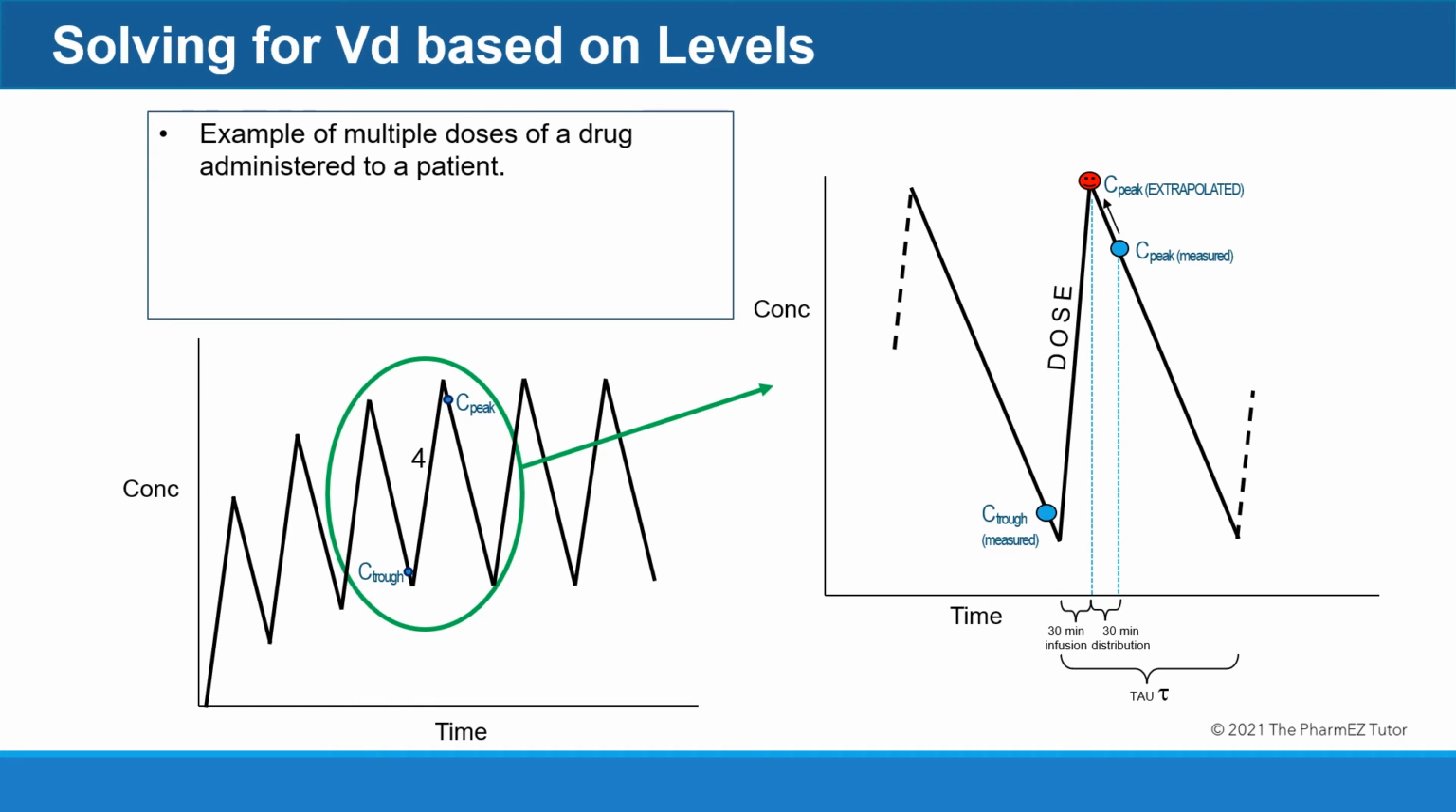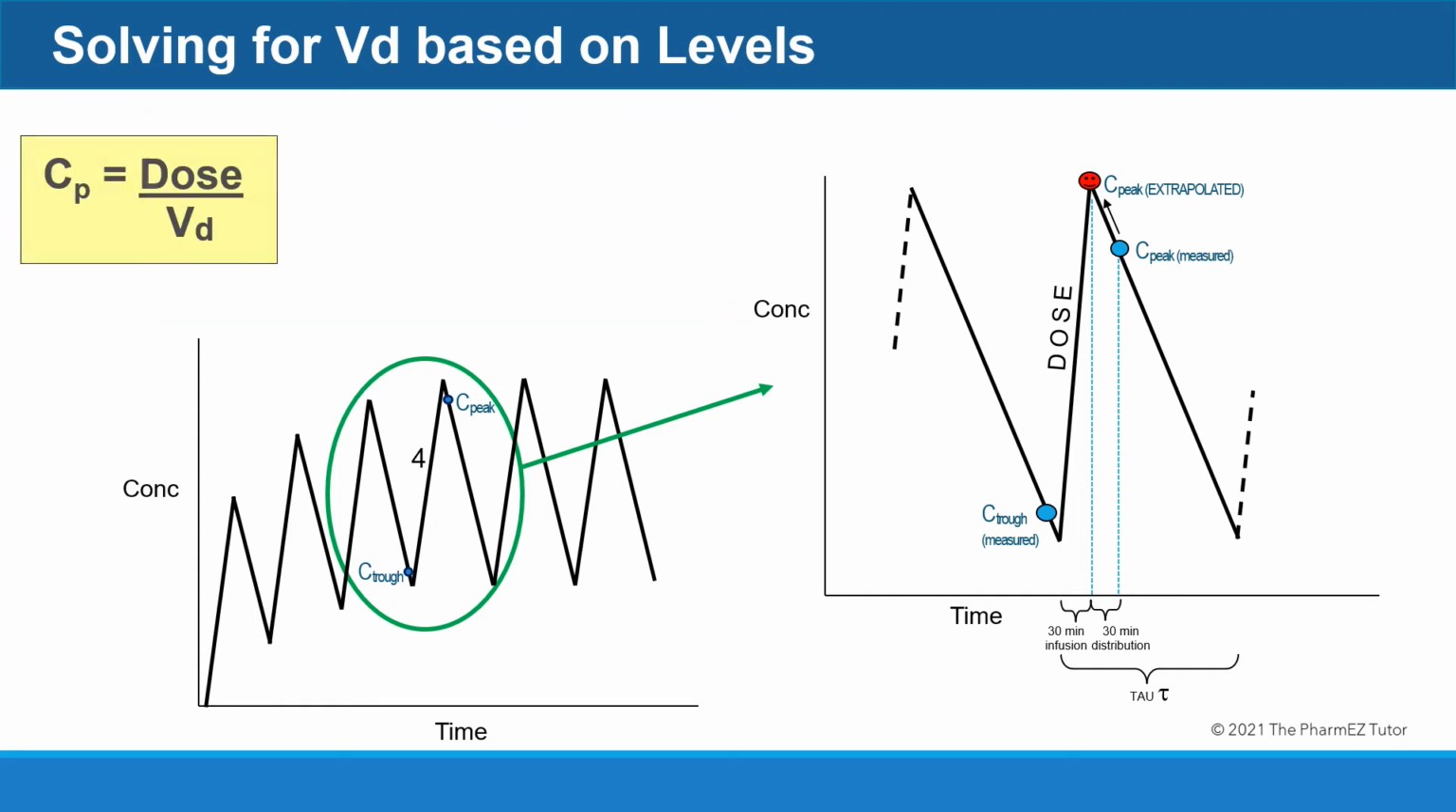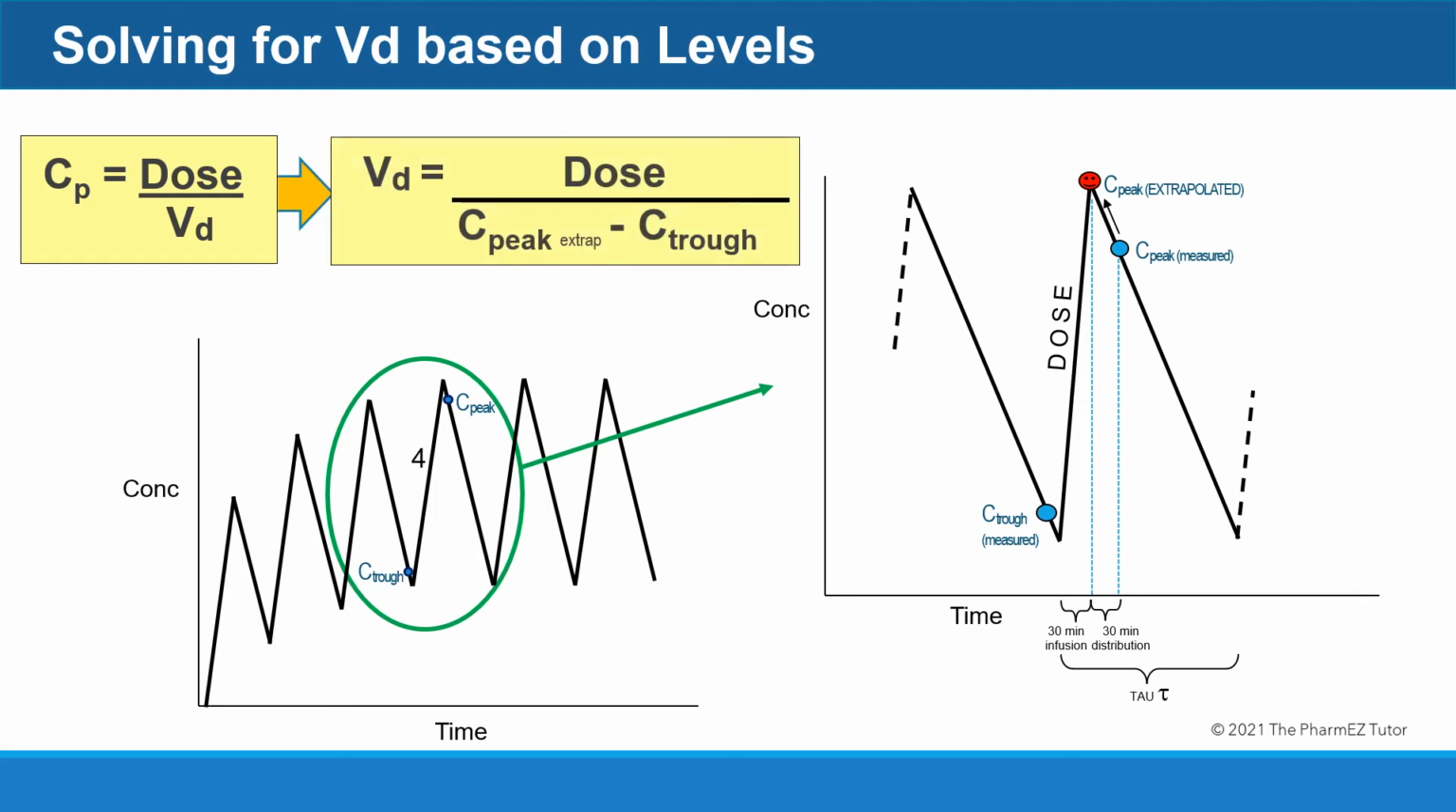Here's an example of multiple doses of a drug administered to a patient. C peak, or the measured peak, is achieved after a 30-minute infusion and a 30-minute distribution period. The measured peak is extrapolated back 30 minutes to find the true peak. We can then use the previous fundamental equation and rearrange it to solve for the Vd, which would be equal to the dose divided by the C peak extrapolated minus the C trough. So we take the dose and we divide it by the extrapolated peak minus the C trough.